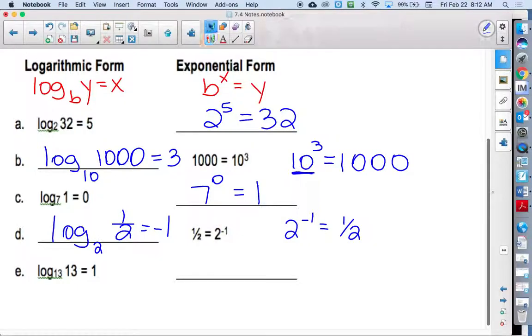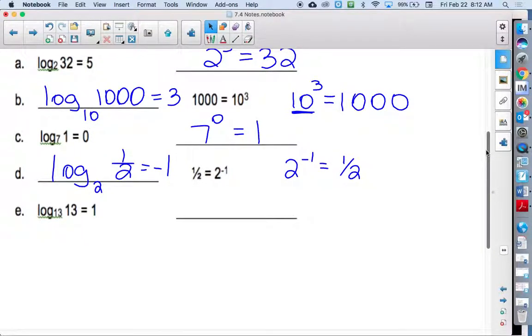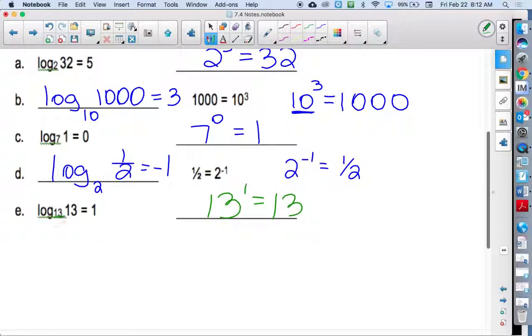And then the last one in the chart, log base 13 of 13 equals 1. Odette, how would you write that one? 13 to the first power equals 13. So here's the base. The base is the same, switching the x and the y. The power of 1 gives us 13. Questions?